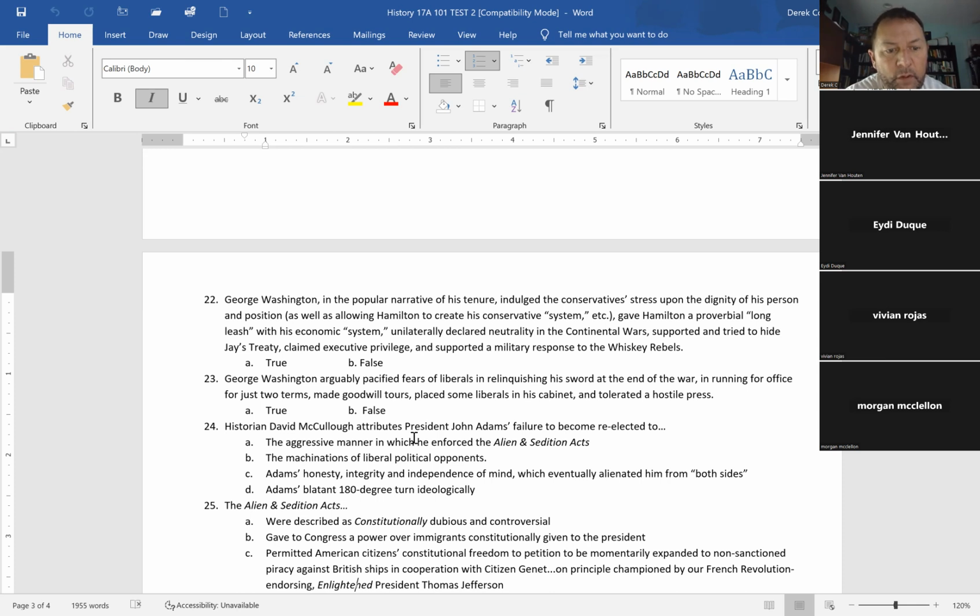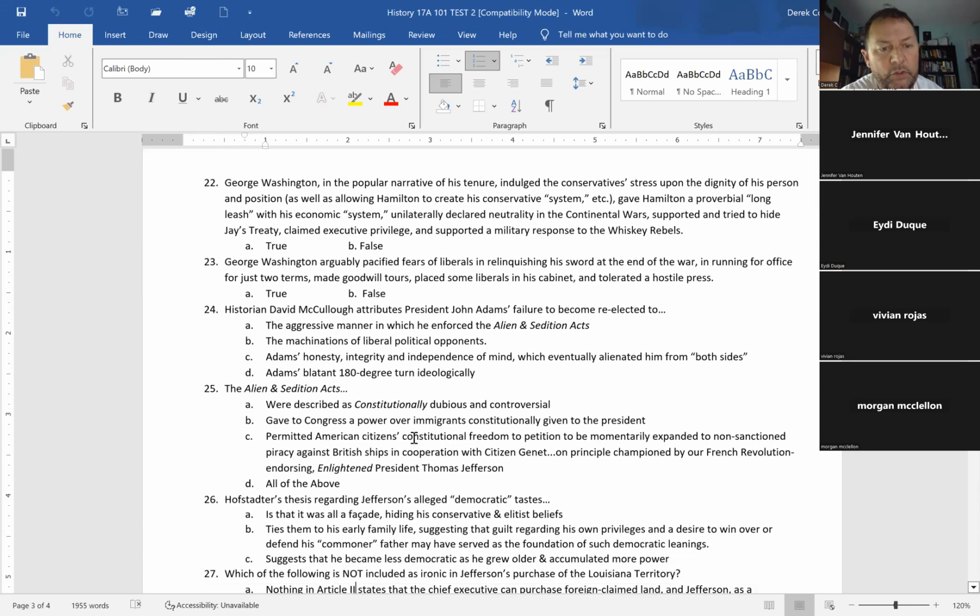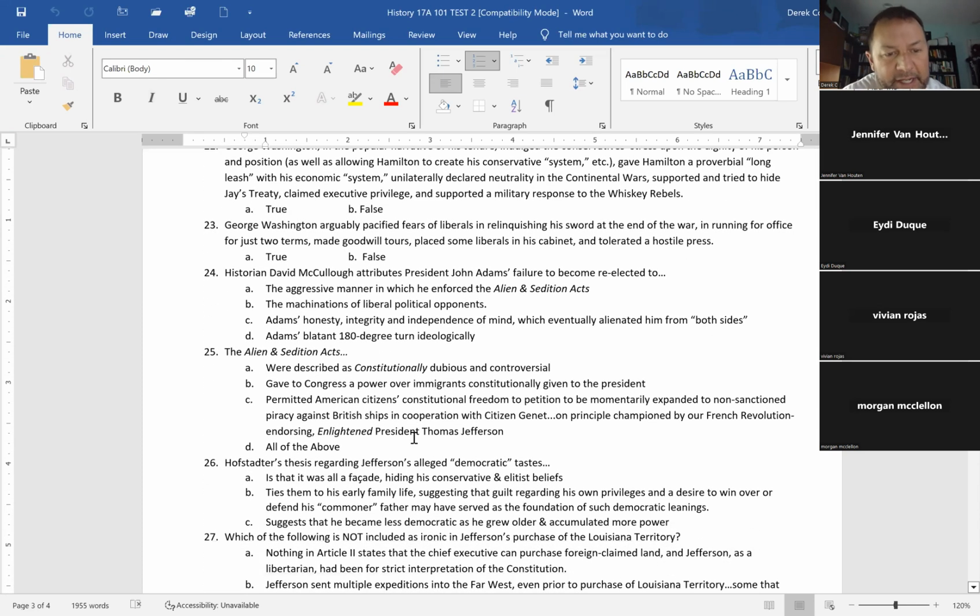All right. Number 24, I'm going to leave that to you. 24 is number 2 in the early Republic handout. What is his explanation as to why John Adams only served 1 term and lost re-election? All right. 25, found in that same section.